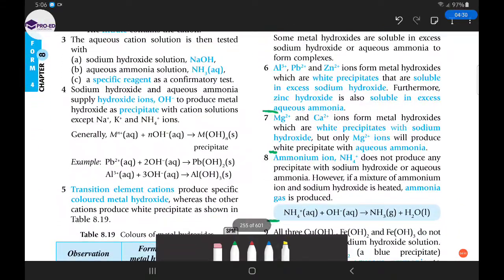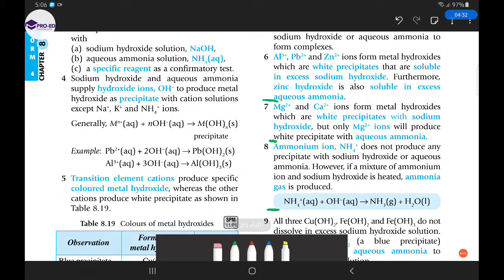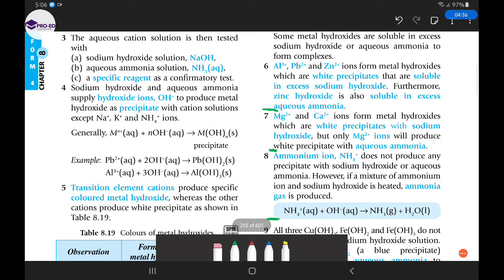Pay close attention. Now that we have our aqueous cation solution, we can start doing the tests on it. Number 3: the aqueous cation solution is then tested. We're going to test it with sodium hydroxide solution, then with aqueous ammonia solution. And finally, to do some confirmatory tests, we will use a specific reagent that is special.